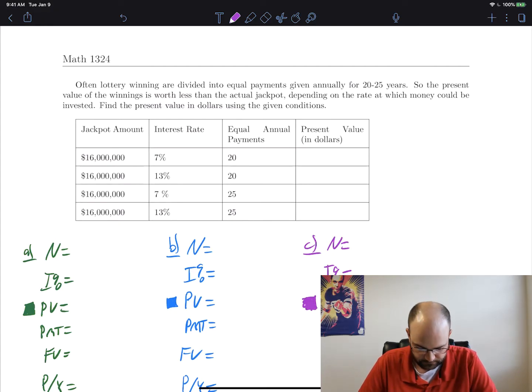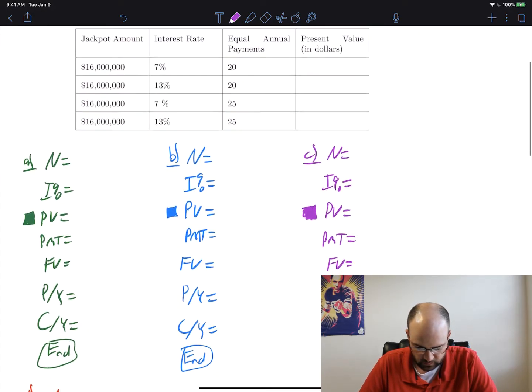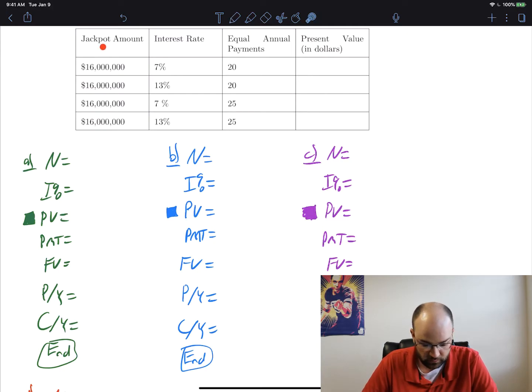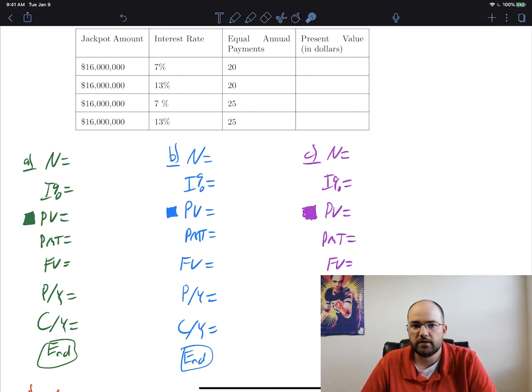Okay, so for this, we have listed a few different things here. Jackpot amount of $16 million, same thing for the entire thing. Interest rates of 7% and 13% alternating. Then equal annual payments of either 20 or 25, and then we want to figure out the present value in dollars.